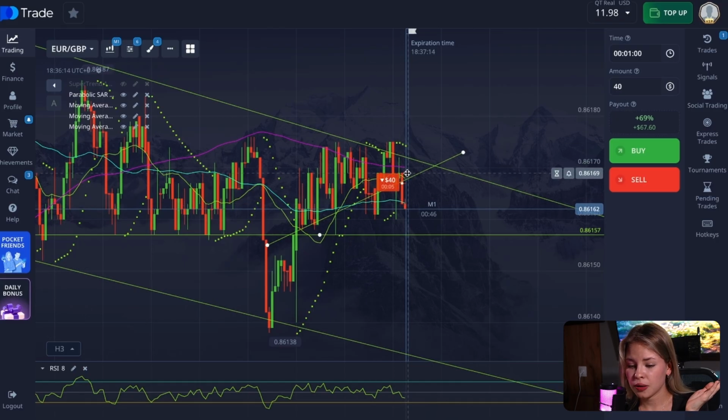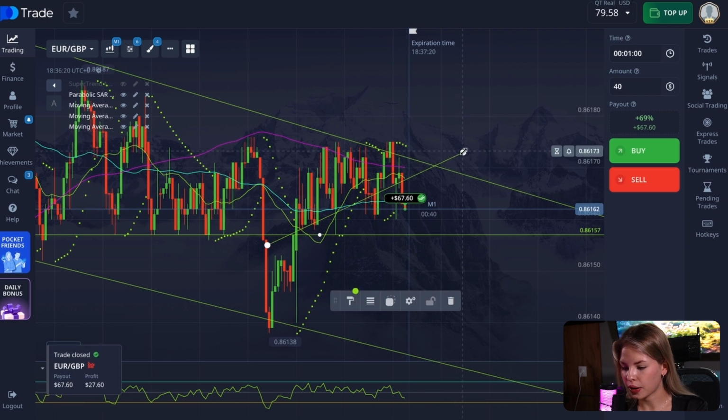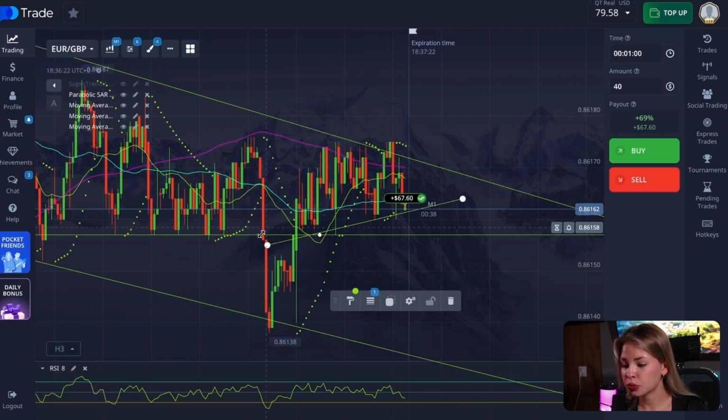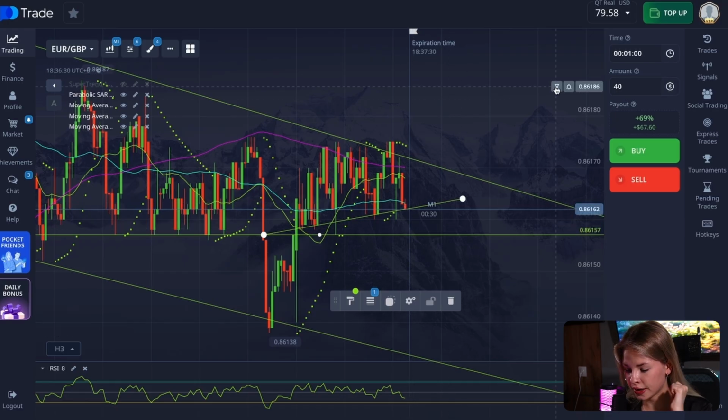Yeah, that was what we were waiting for. No surprise. Okay, again a clear situation, plus $67. Wow. And so I'll show you another level that I see here. So I'll draw it right here. So you can see that these candles are touching my trend line.